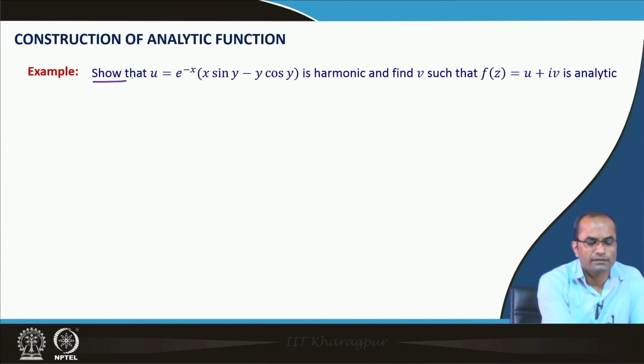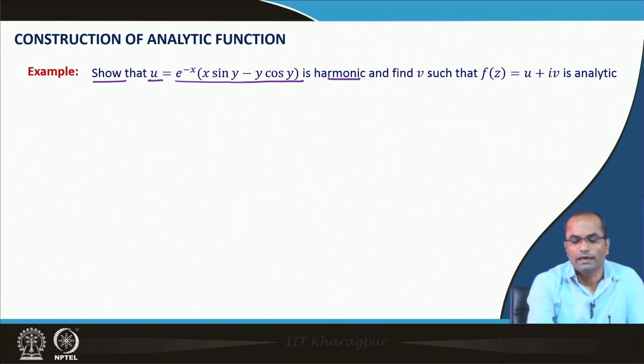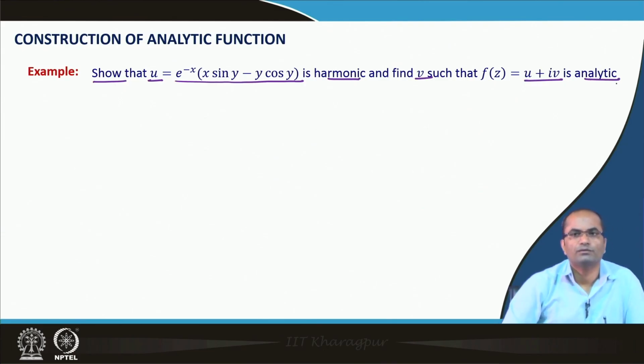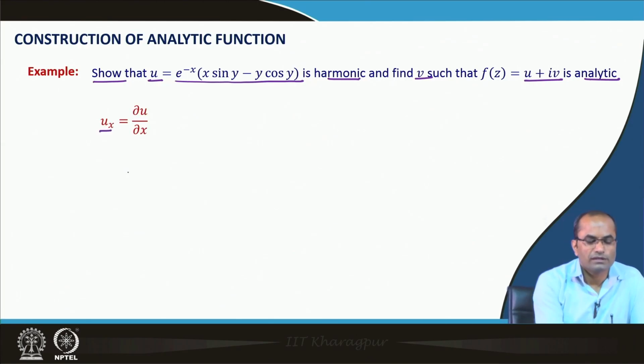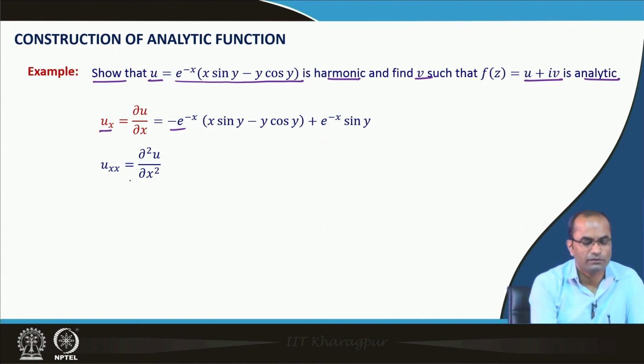Here we will show that the function u given here is harmonic, and then we will find v such that this u plus i v is analytic. To check that this is harmonic, we have to find the second order derivatives. I will not go into the details, as we have already discussed how to find the partial derivatives. Here the first order partial derivative can be given in this form, and then once more we can differentiate this u again with respect to x.